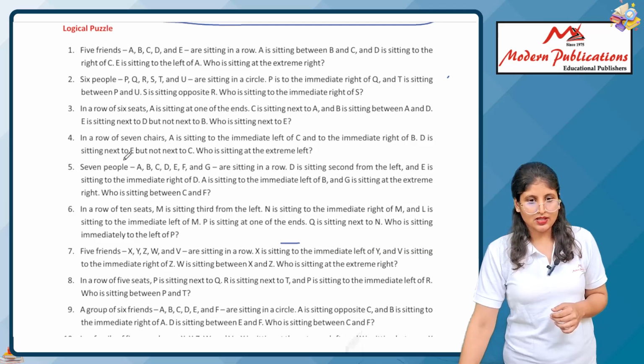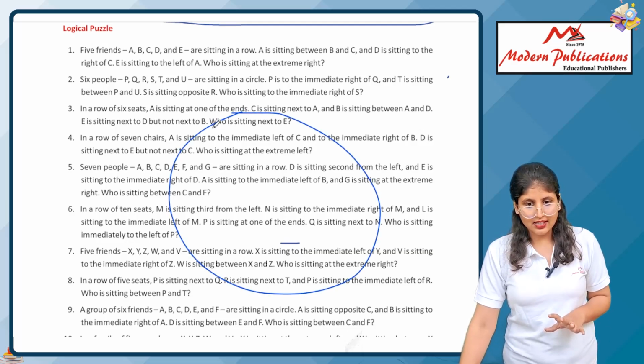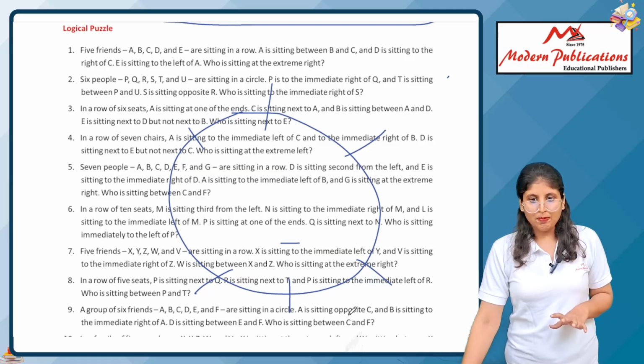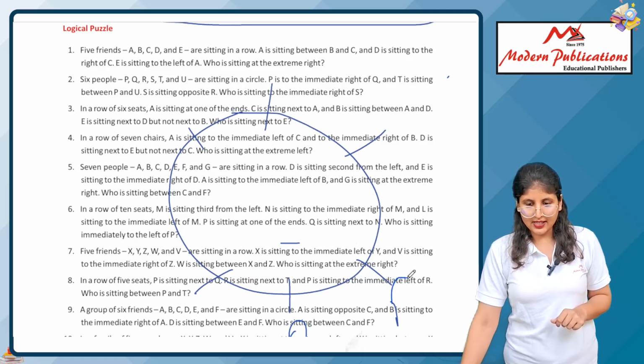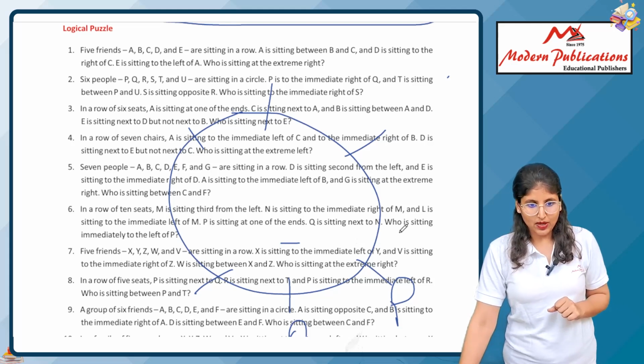Next, 6 persons P, Q, R, S, T, U are sitting in a circle. So there are 6 persons: 1 2 3 4 5 6. P is immediately right of Q, so Q's right is P. And T is sitting between P and U.